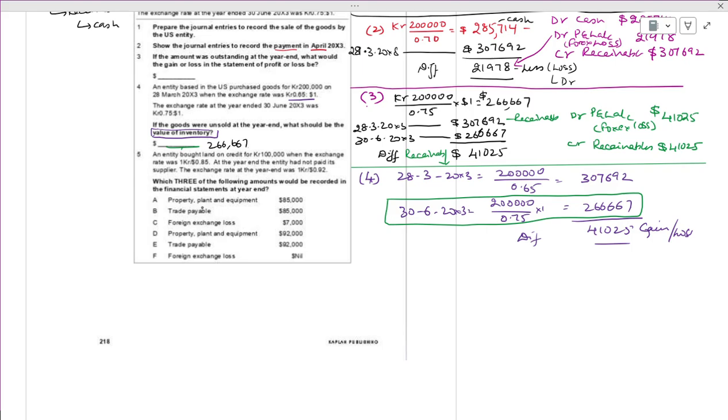The exchange rate at the year end was how much? You have not paid. See the thing. You have purchased a non-monetary item, but not paying means it is going to be payables. Now you see, it is a little bit difficult, but you should understand. An entity bought land, this is a non-monetary asset. And this is a monetary item.